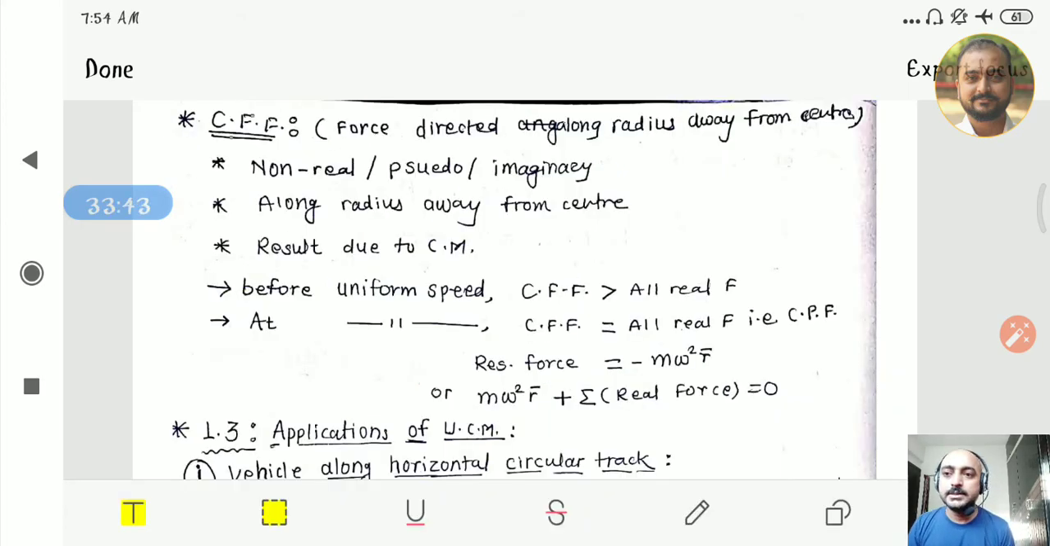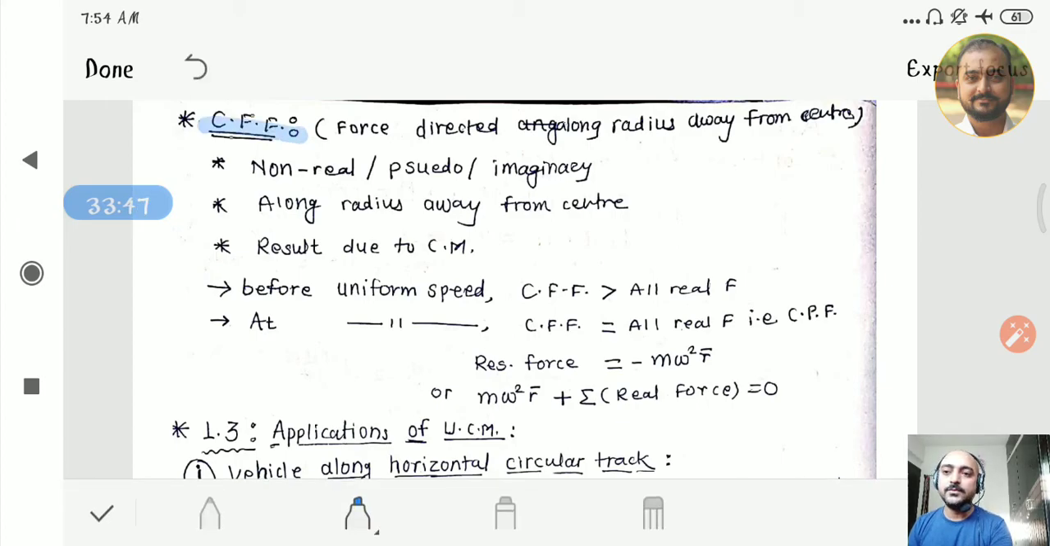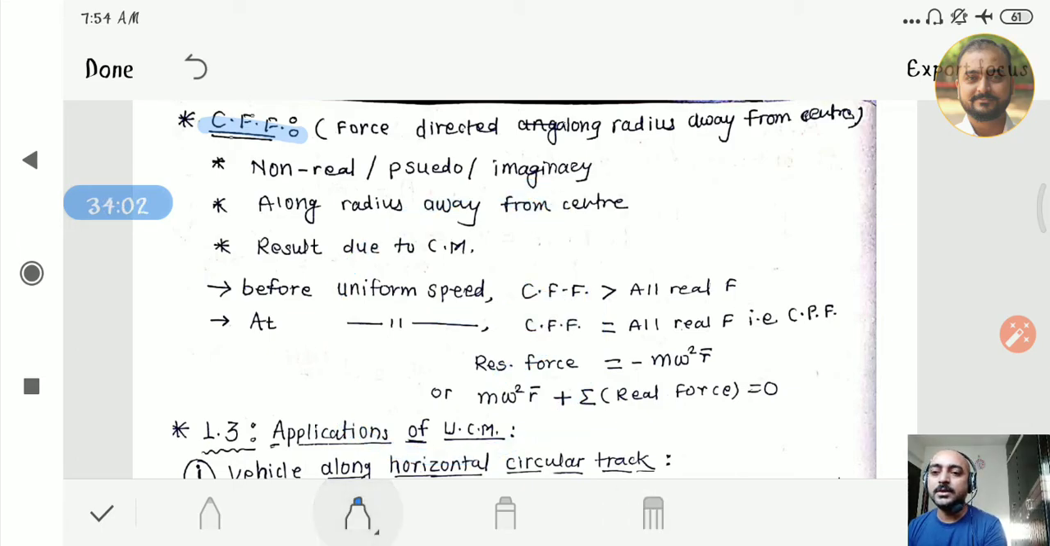Next is your centrifugal force. So what about the centrifugal force? This force is always directed away from the center of the circle, that is, along the direction of the radius vector. So friends, this force is a non-real force, which may also be called pseudo force or imaginary force. Means it exists in the non-inertial frame of reference.